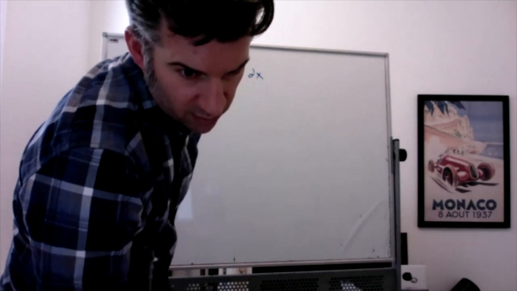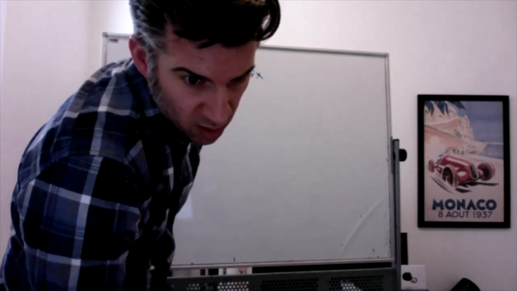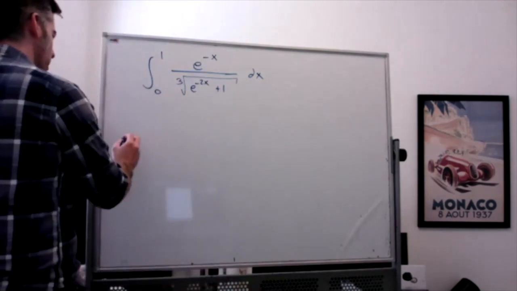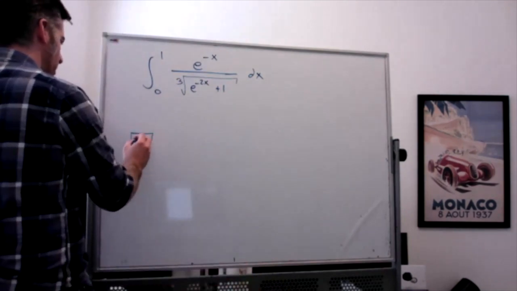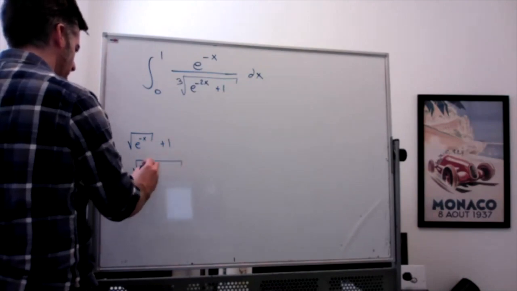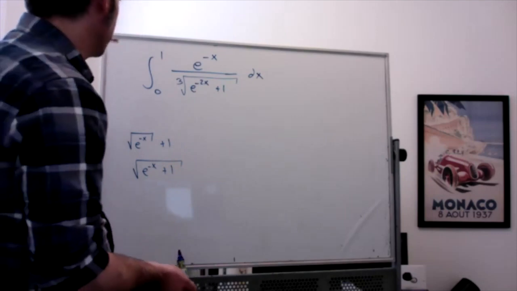Let me ask the person who wrote that. So the person wrote me this. Is your denominator the square root of e to the negative x plus 1, or is it the square root of e to the negative x plus 1? The first one. Okay, that's a little bit different.